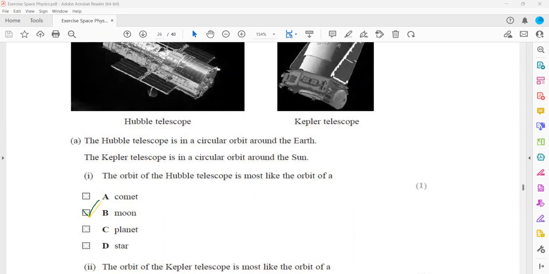Because the Hubble telescope, as you can see, is orbiting the Earth. So if it is orbiting the Earth, its orbit will be like a moon, because the moon is orbiting the Earth. That's why, whereas the Kepler telescope is orbiting the Sun.